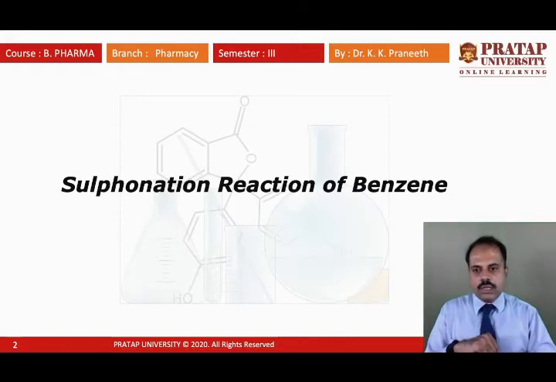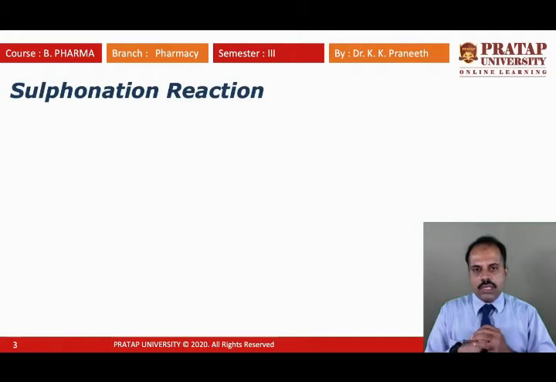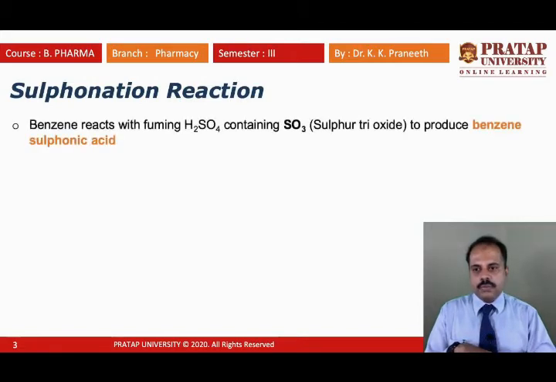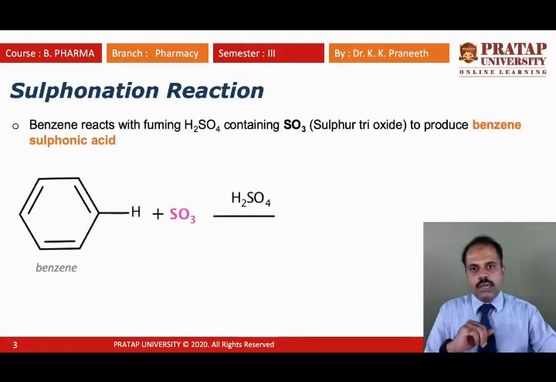So let's see the sulfonation reaction in detail. The reaction scheme is shown here. Benzene reacts with SO3, which is sulfur trioxide, in the presence of fuming sulfuric acid. Fuming sulfuric acid automatically contains this SO3. That's why it's a very strong sulfuric acid, so it's called fuming sulfuric acid.